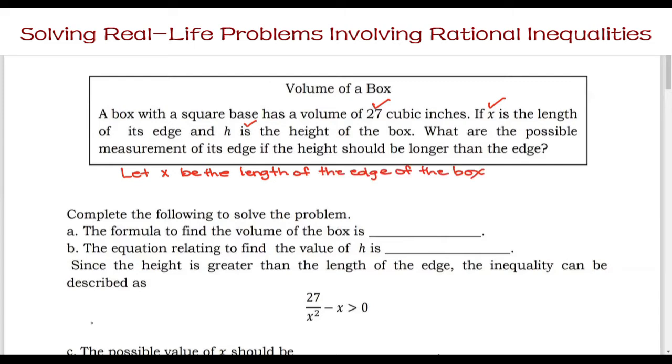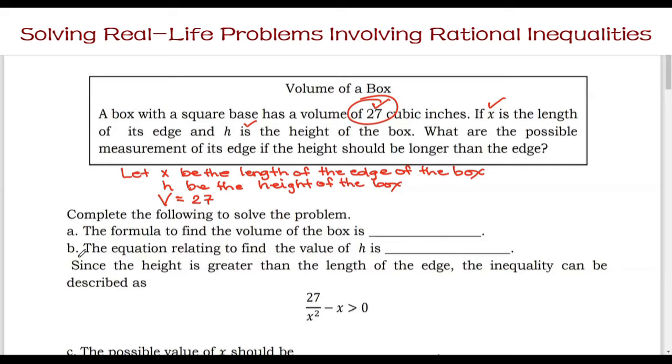And then what else? Let h be the height of the box. And finally, what else? This 27, we let V, that's the volume, be equal to 27. So those are the givens and the variables that we will use.